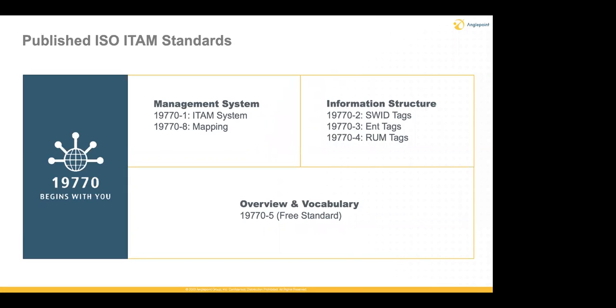Information structure standards provide a schema for storing and exchanging ITAM-related information. This should allow for a more efficient and effective way to exchange information within the ITAM ecosystem between software publishers, tool vendors, and end users. We have -2 for software identification tags or SWID tags, now on its 2nd edition, -3 for entitlement schema, and -4 for resource utilization measurement.